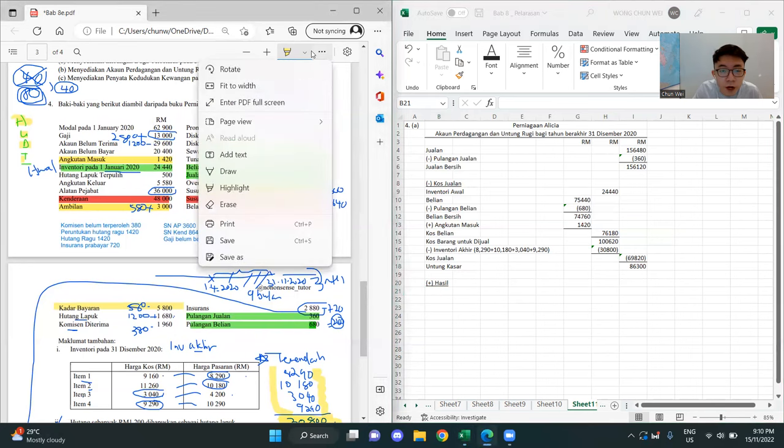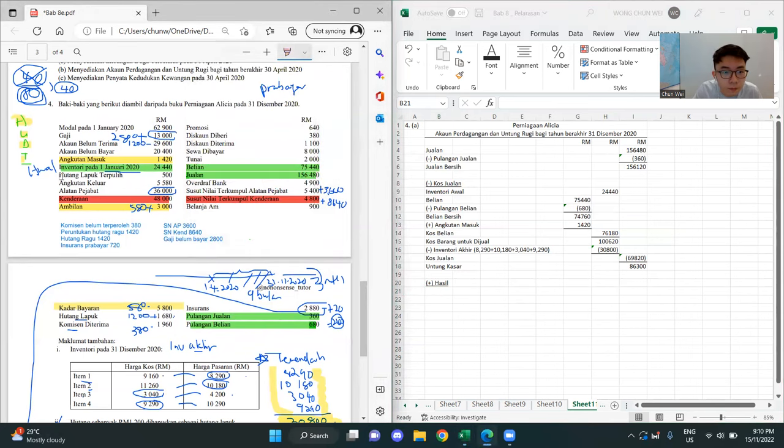And actually, you found this one. Hutang lapuk terpulih is a hasil. Okay. And what else? Discount yang diterima. Whenever you see the word diterima, it is a hasil. Okay. Dibayar is a belanja. Okay. What else again? You check commission. Can you see commission diterima? So this is a hasil also. So bam bam, the rest is not.